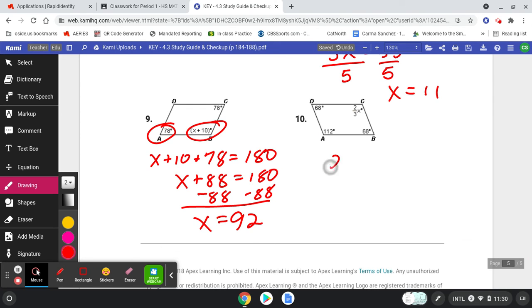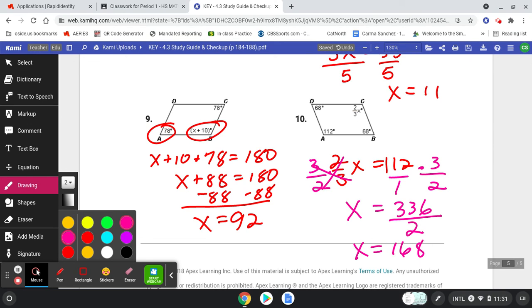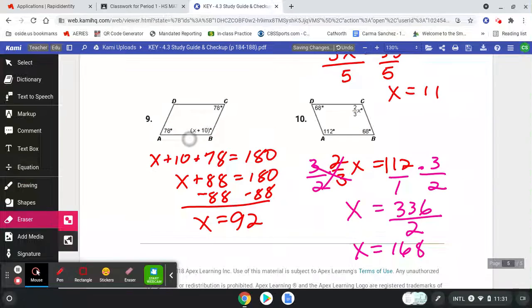Over here, I'm going to use opposite angles are congruent. Now, remember how to get rid of this 2/3? I'm going to do something called multiply by the reciprocal. It's multiplying by 3 and then dividing by 2, so I can get rid of it in one step. So the top is 112 times 3 over 1 times 2. So 336 divided by 2, I'm getting that x is equal to 168. How'd you do on solving these parallelogram angle measures?